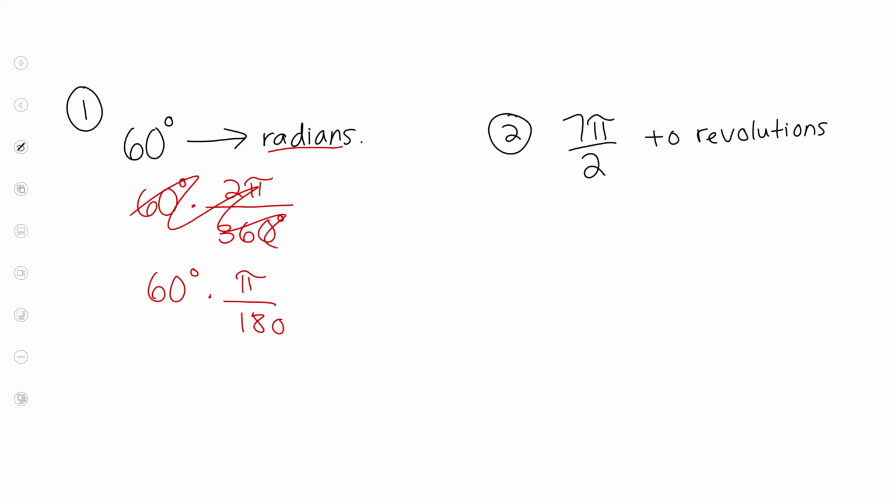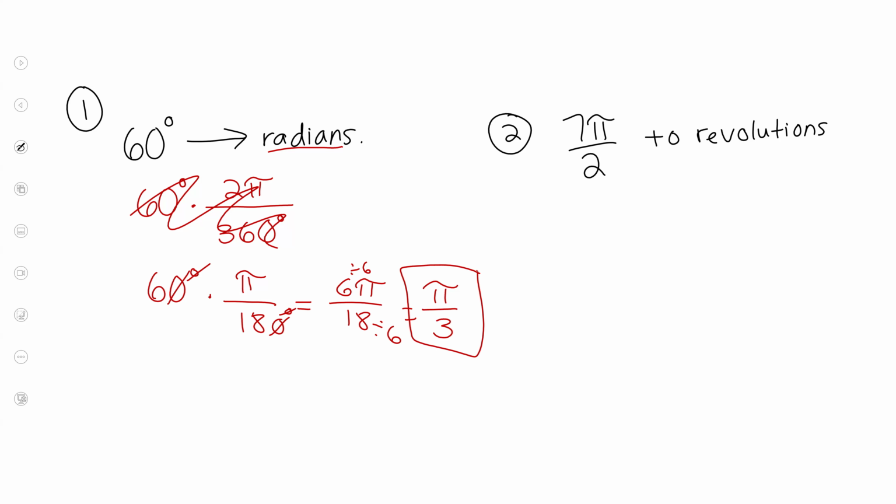All right, so we're just going to multiply across. Degrees cancels with degrees. Perfect. I get 6 pi over 18, which can be simplified further. Divide them both by 6. You should get pi over 3. Did everyone get that? Perfect.